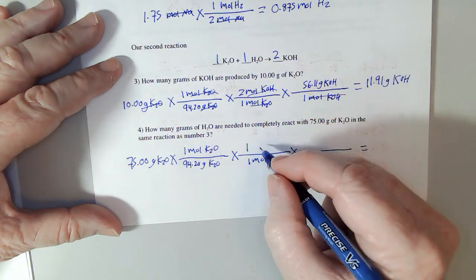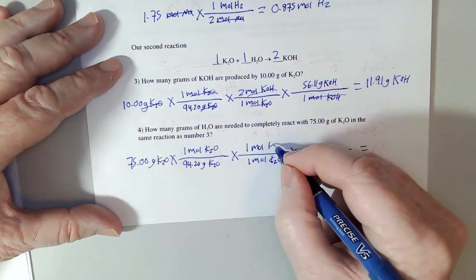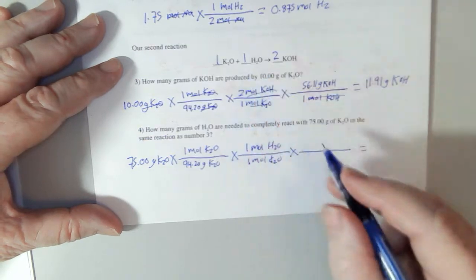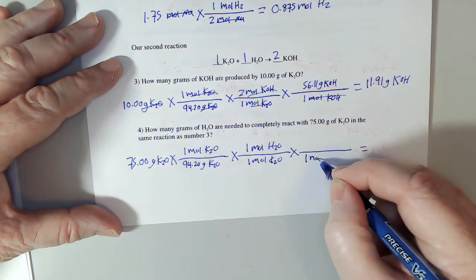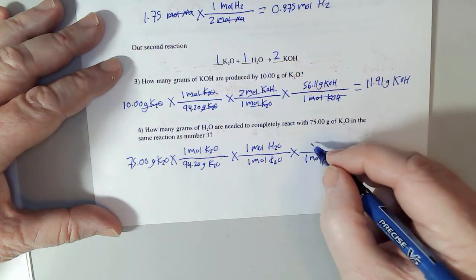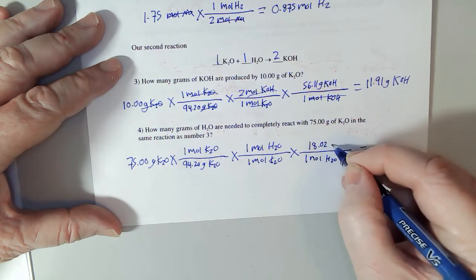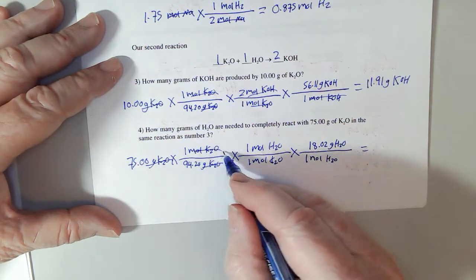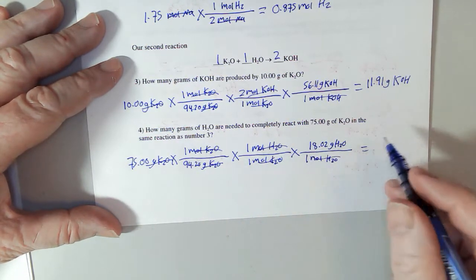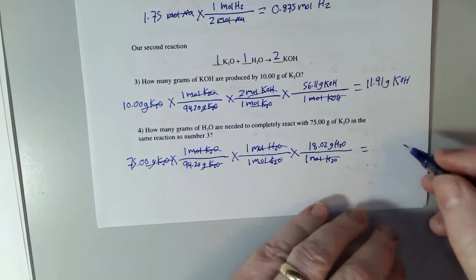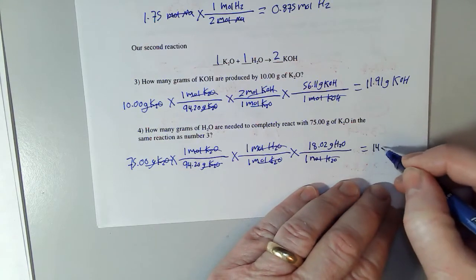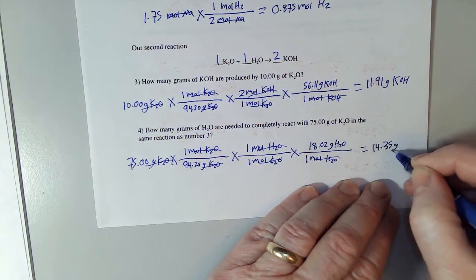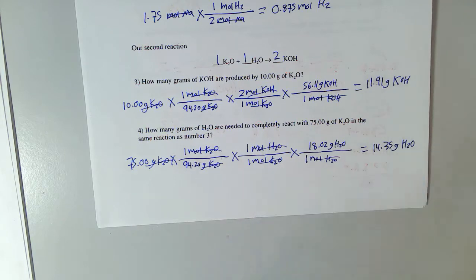This time we're looking for water, so it's 1 mole of water. That's from up there. And 1 mole of water has a molar mass of 18.02 grams of water. So those cancel, those cancel, those cancel. And I got 14.35 when I put that through my calculator.